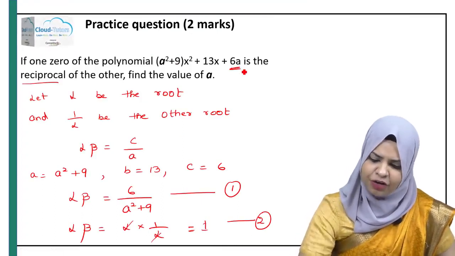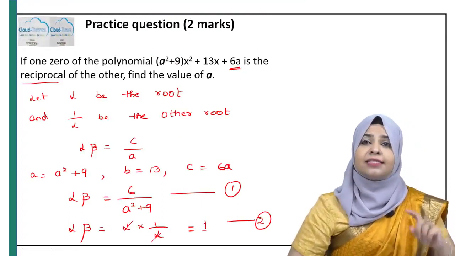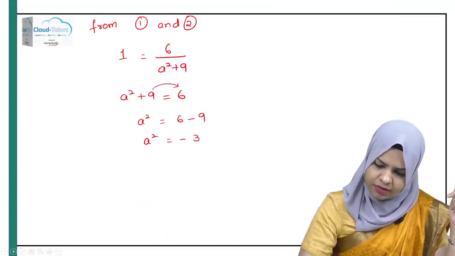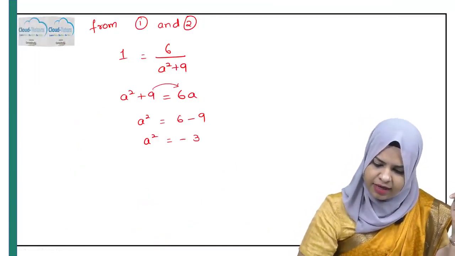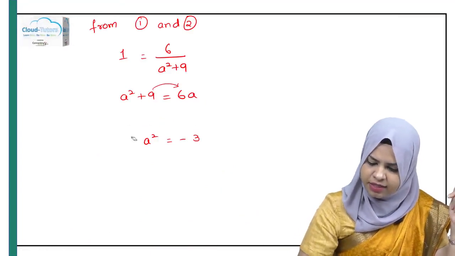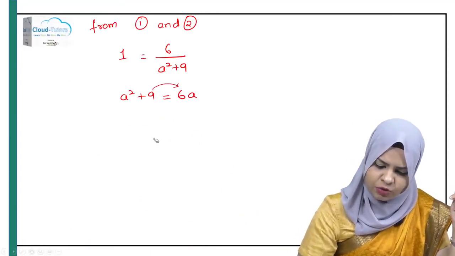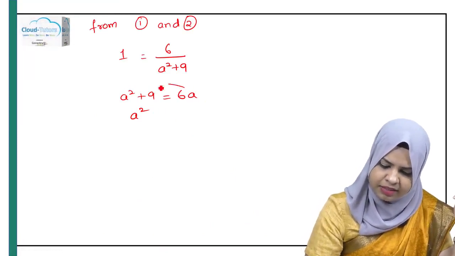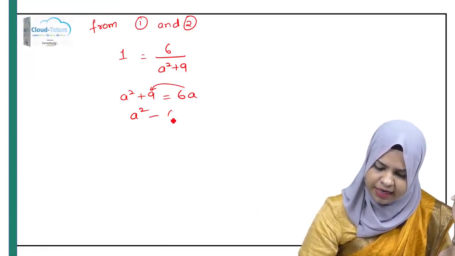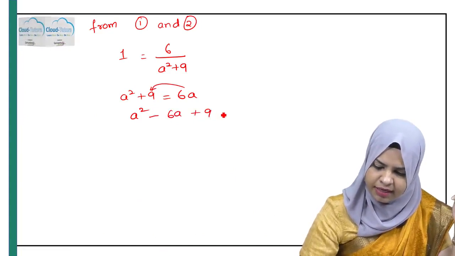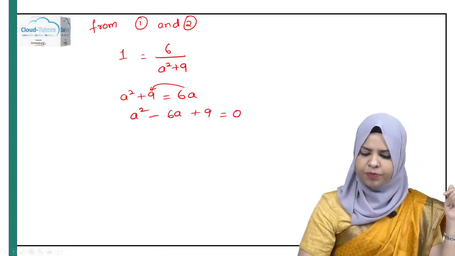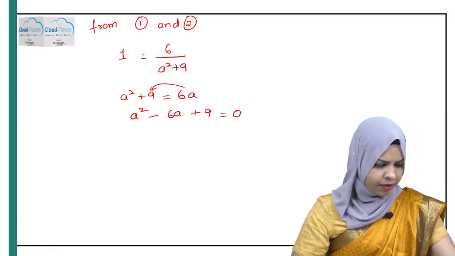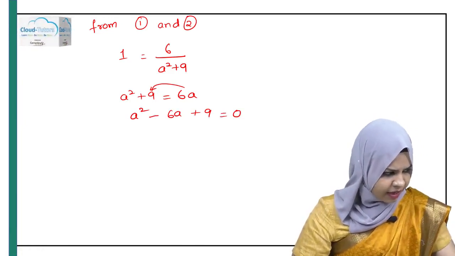Sorry, see here, the value of C is not just 6. It is 6a. So let me write 6a. Okay. Now, let's redo this. It is a square, and I will not transpose. Instead, I will bring this 6a to this side only. A square minus 6a plus 9 equals 0. Okay, now we have to find the value of a.